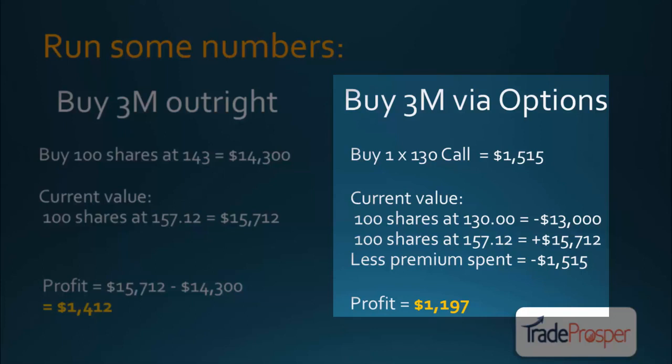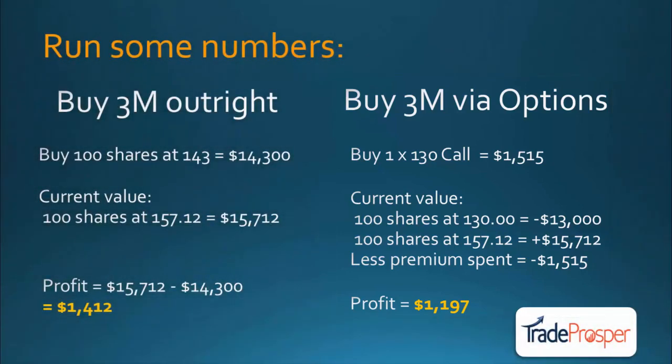So the current value of the portfolio would be, if we have a call option, we can buy 100 shares at $130, which was the strike rate of the call, which means we're going to spend $13,000. With the current value being $157.12, 100 shares is worth $15,712. But now remember, in our case, we spent a premium of $1,515. So if I take $15,712 less my premium of $1,515 less the cost price of $13,000, I'm left with a profit of $1,197.